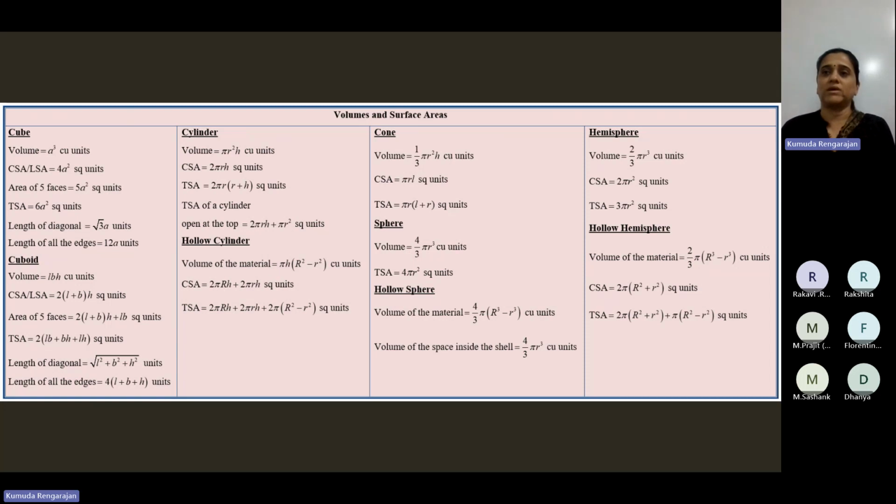Now have a look at the formula. In another 5 minutes, we'll take up some questions so you can understand better.